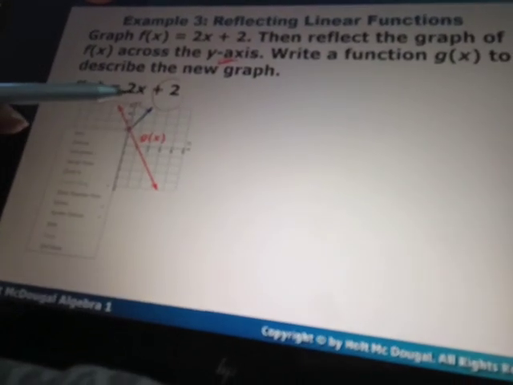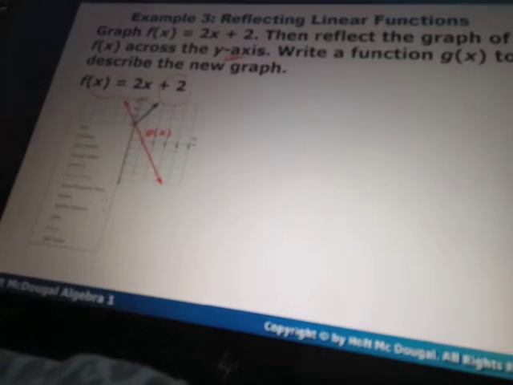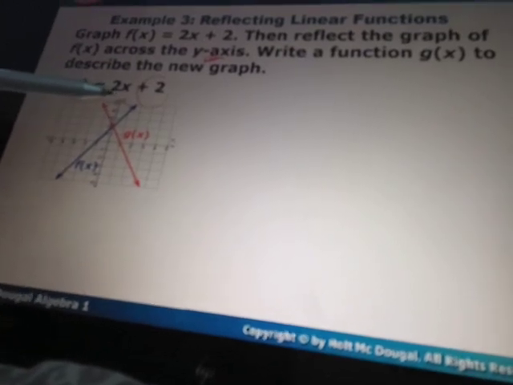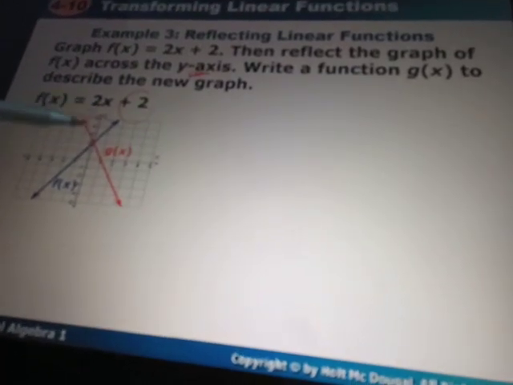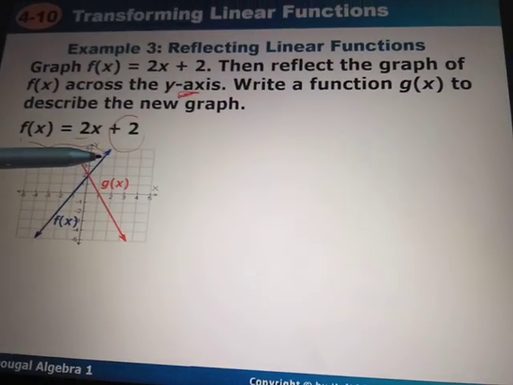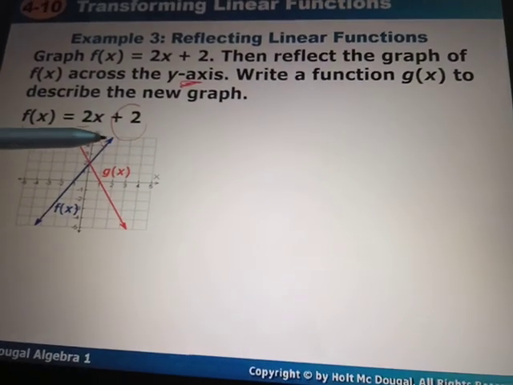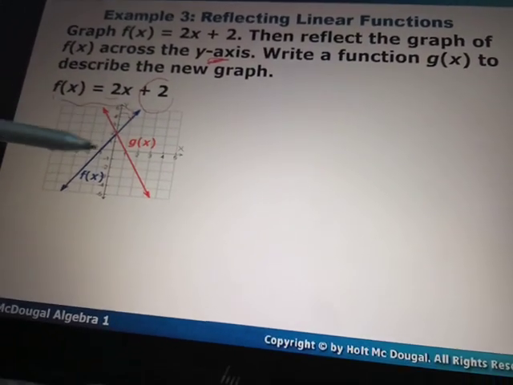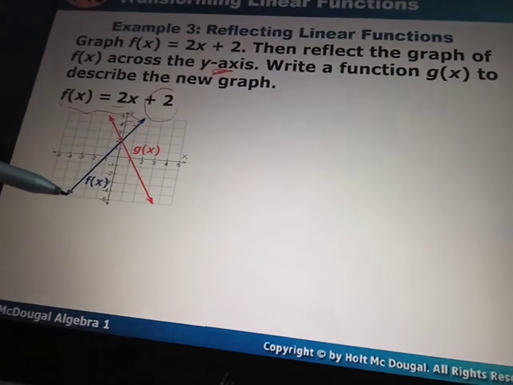And what will we do? Depending on the slope, we will get the new one. Okay? The new point. So the slope here is 2, so it's 2 over 1. I will go 2 units up and 1 unit to the right to get the second point. And I will connect them to graph the line. So this is the original line. This is the first line.